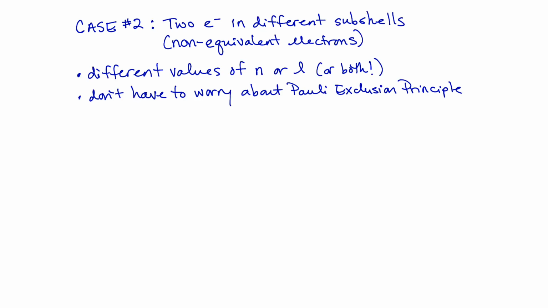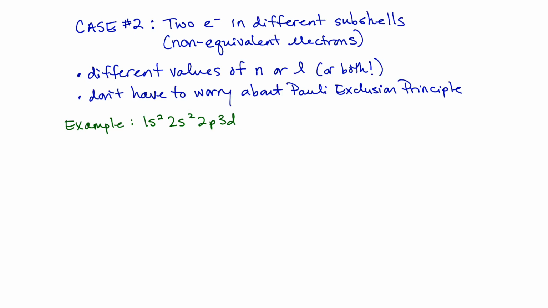Okay, so the next case we're going to look at is a situation where we have two electrons in different subshells, also known as non-equivalent electrons. In this case, we are going to have different values of either n or l, or both, depending on your situation. And then we also don't have to worry about our Pauli exclusion principle. Okay, so we don't have to worry about our electrons necessarily being paired in this situation.